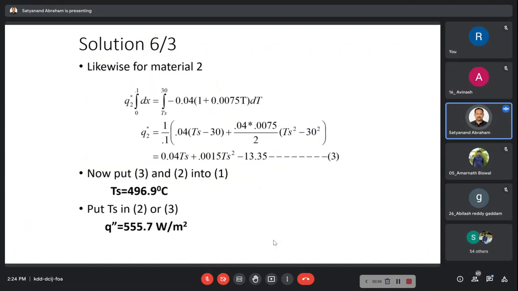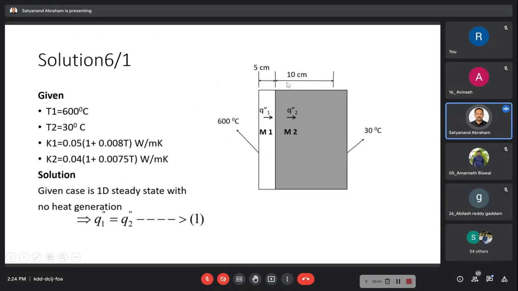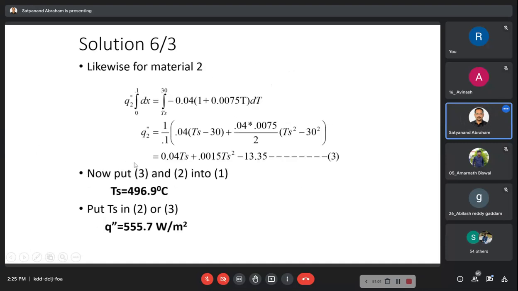So again the same thing we are actually going to do with the Q2 also. So Q2, therefore, we are integrating from 0 to 10 centimeter, that means 0.1 meter, and the temperature integrating from Ts to 30 degrees Celsius. Okay, so length from 0 to 0.1 and Ts to 30 degrees Celsius. So if you do that again, you are actually getting another 10.